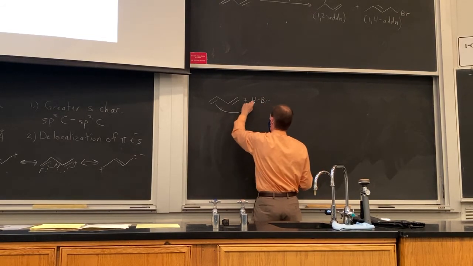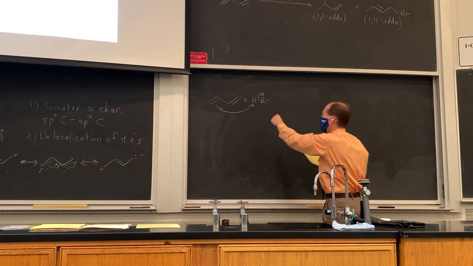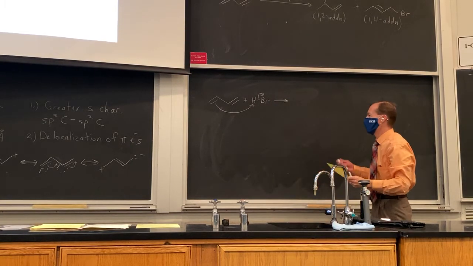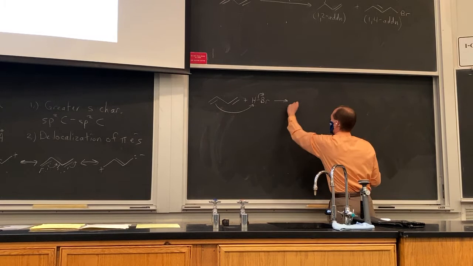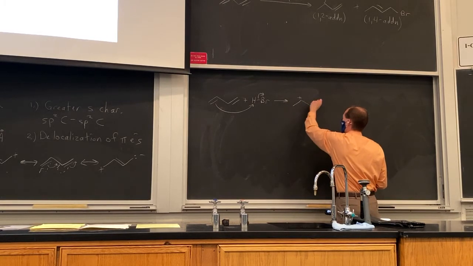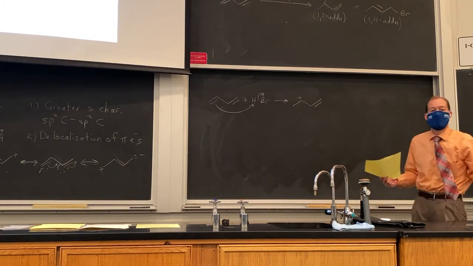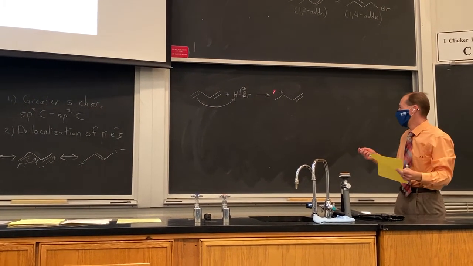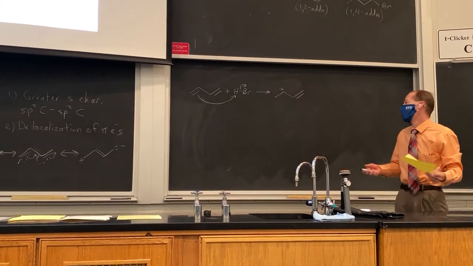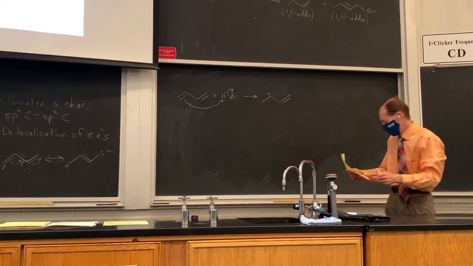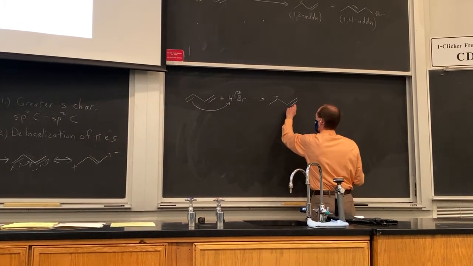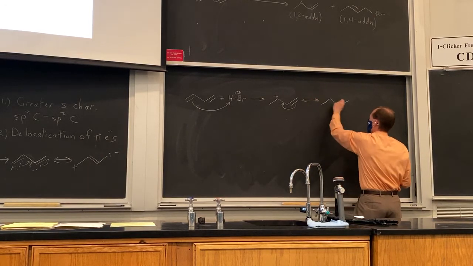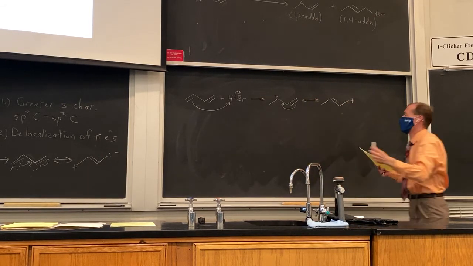So the pi electrons attack the proton, and we're going to get the more substituted carbocation. Okay. And in this case, this is an allylic carbocation. This is a conjugated system, as we learned in our last lecture, and it is a resonance stabilized system. So we have two different resonance structures of this allylic carbocation. Okay.